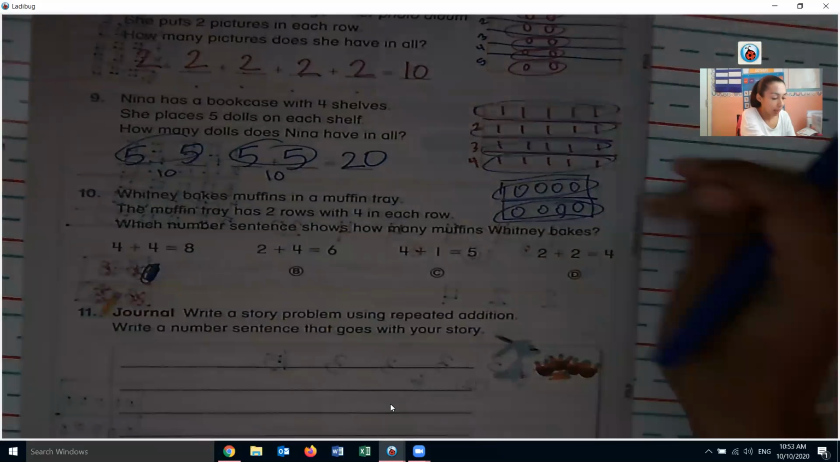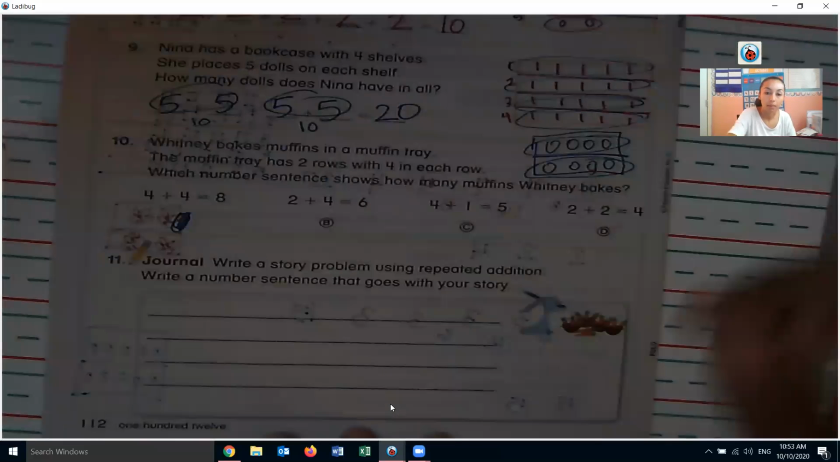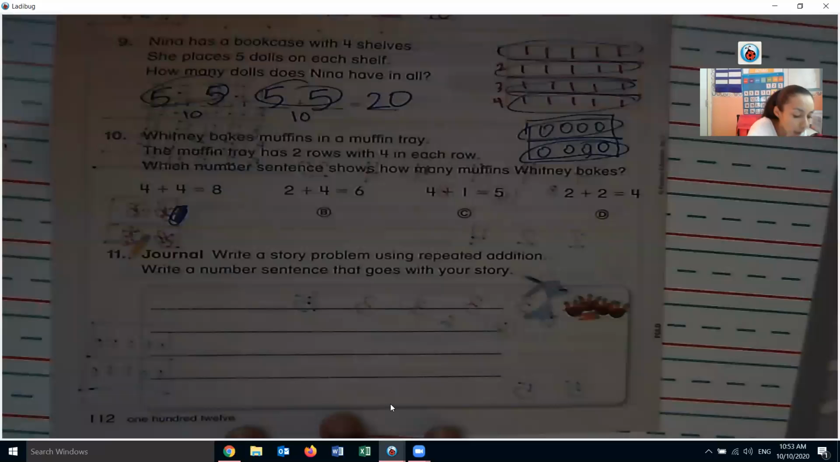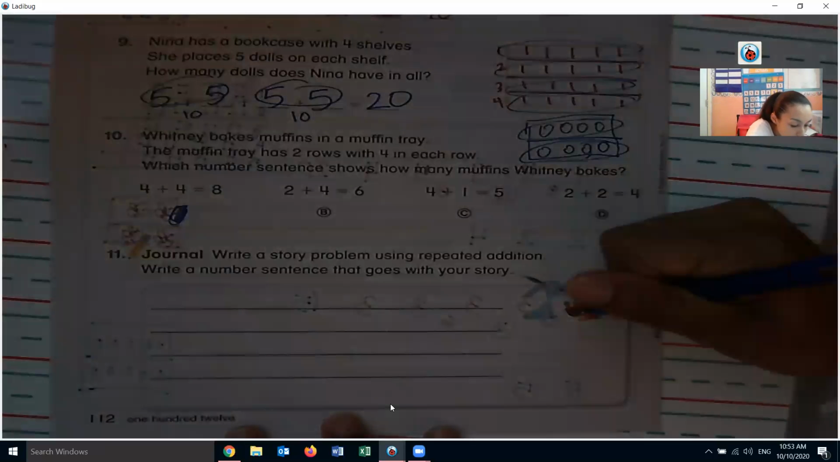Last one is writing a story problem using repeated addition. I'm going to use this picture here, but you can be creative and write your own repeated addition story if you'd like. So I see this little bunny has 1, 2, 3, 4. It looks like he has 4 baskets.